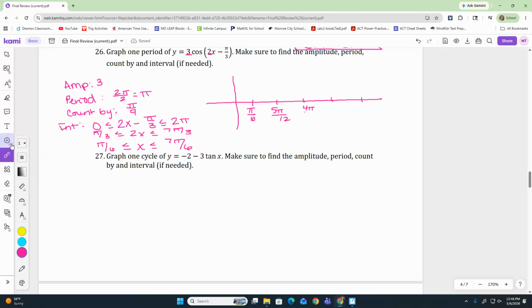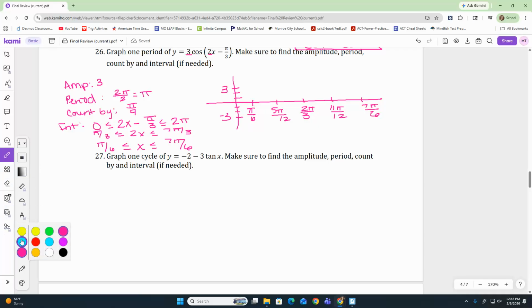Nope, 2 pi over 3. Okay. 11 pi over 12. 14 pi over 12, so that's 7 pi over 6. And you notice this last number is where we set our interval within. Amplitude is 3. So it's centered around 0, and we're going 3 above and below that.